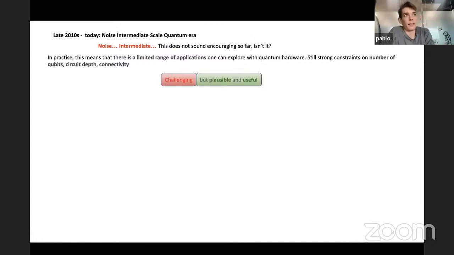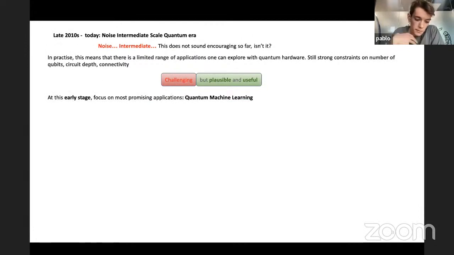At this very stage, one could either think that this is still far from reach, far from our scope, and we should abandon the idea of coming up with a robust quantum computer, or one could simply look at it as a challenge, which is plausible and useful in the future. It is all a matter of focusing on the most promising applications of quantum computing. In our case, and also in the case of most of the community, one of these applications is quantum machine learning.